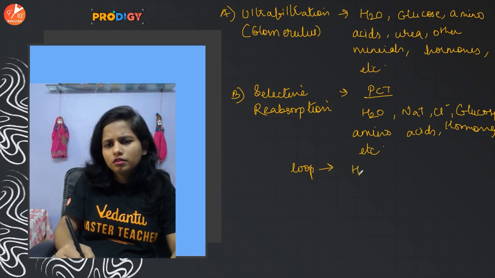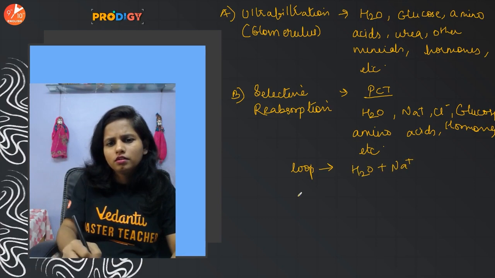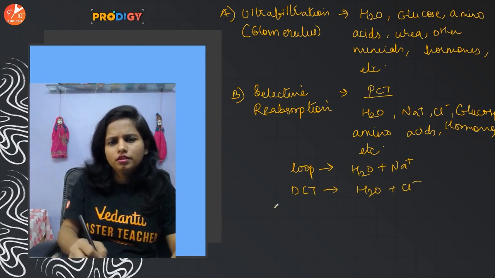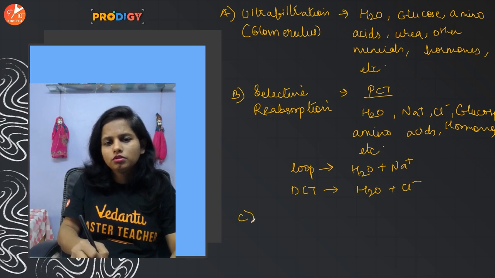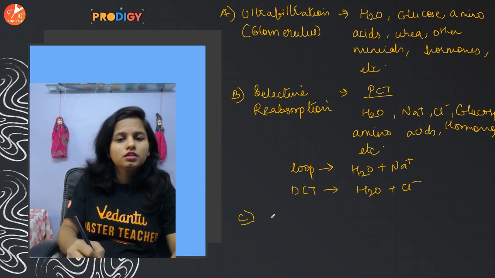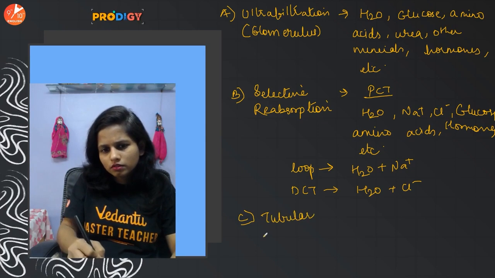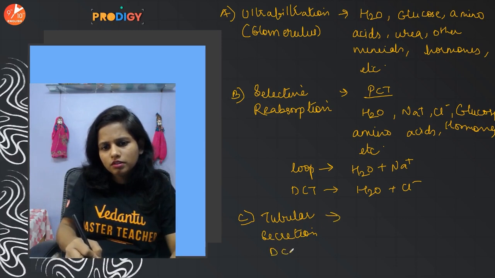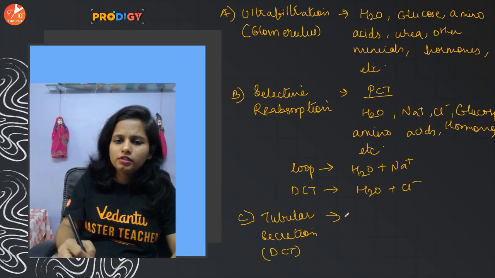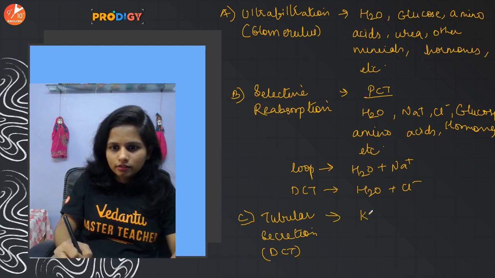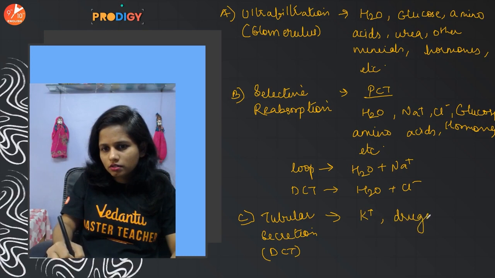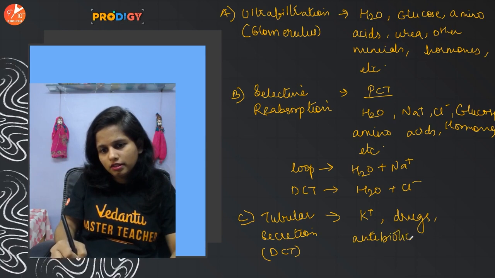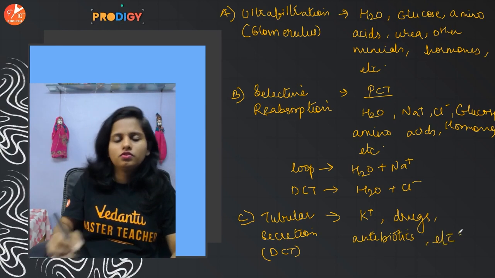Loop mein kya hoga? H2O plus Na. DCT, H2O plus Cl. And then if we talk about the last, that is tubular secretion. Tubular secretion takes place in the DCT. So harmful substances like K plus ions, drugs, antibiotics, example penicillin, gets eliminated.